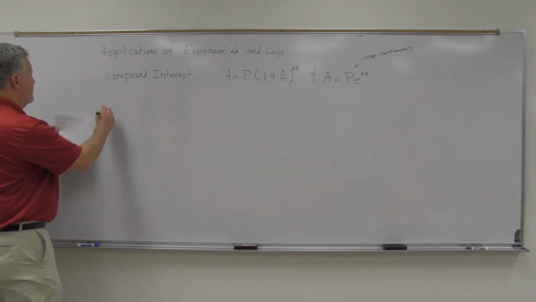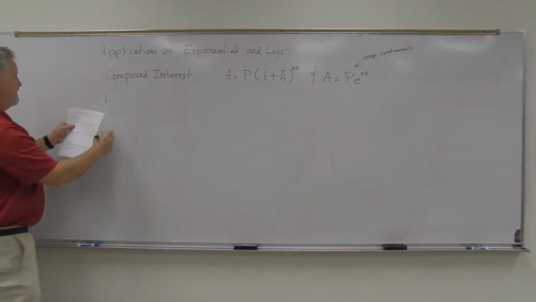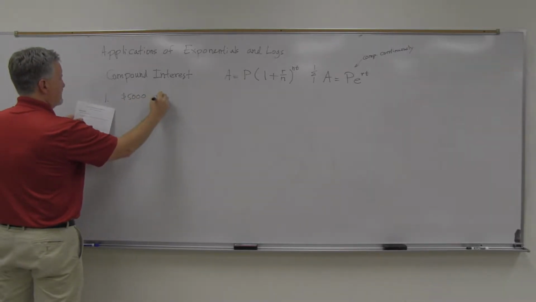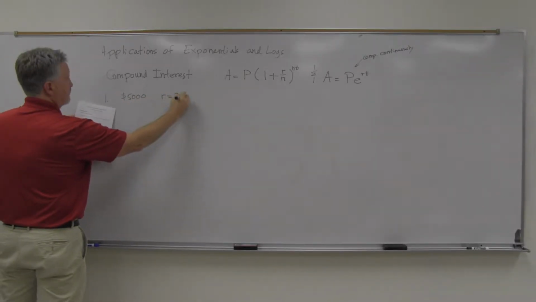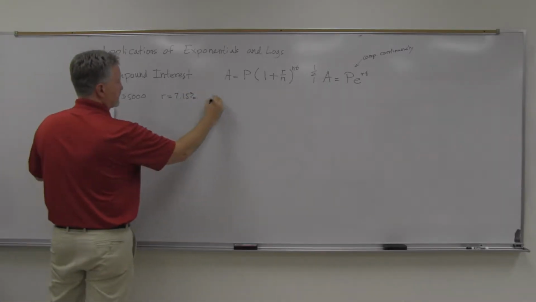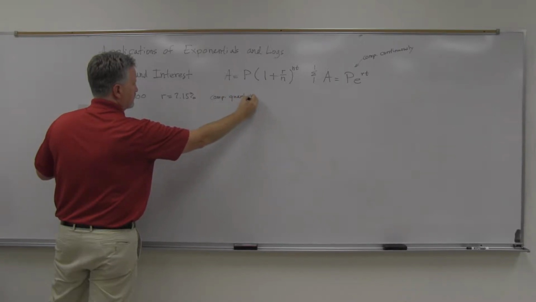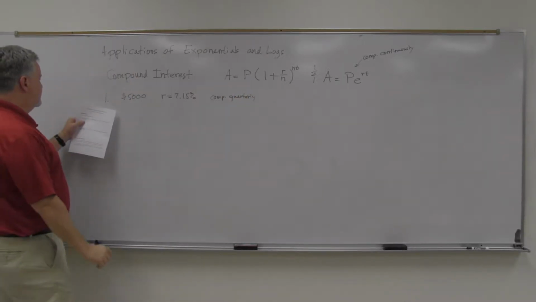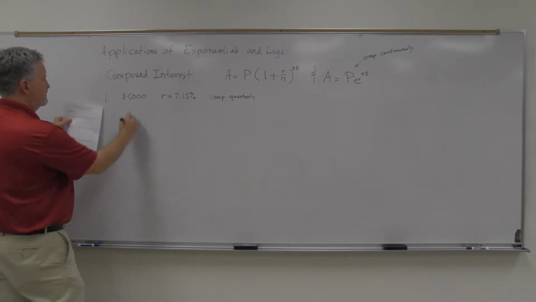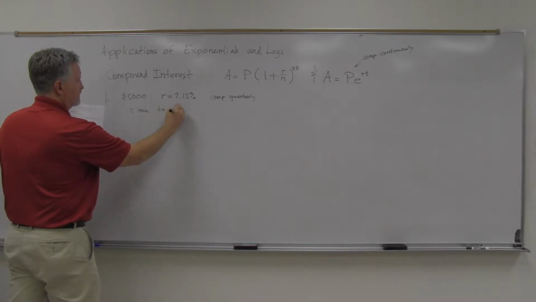Okay, so with that in mind, let's look at number one on the handout here. So I've got 5,000 invested at a rate of 7.15% compounded quarterly. How long will it take for the investment to grow to 7,500? So basically I'm looking for the time to grow to 7,500.